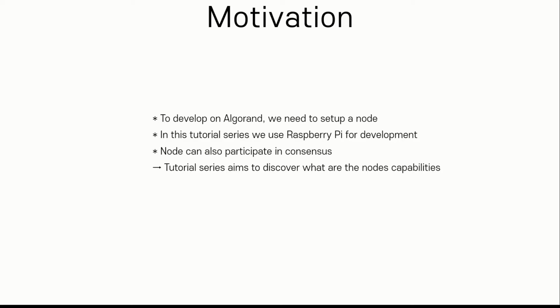Firstly, let's talk a bit about motivation. In order to develop on Algorand, we need to set up a node. In this tutorial series, we will be using a Raspberry Pi for such a development.